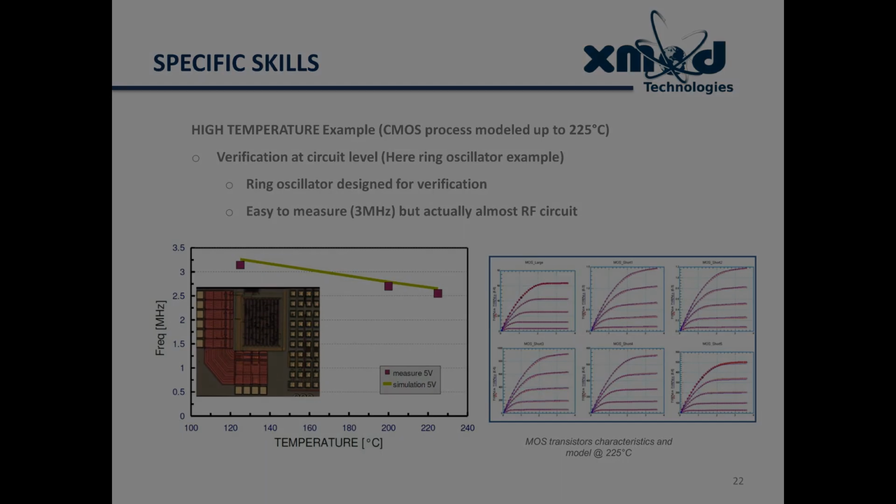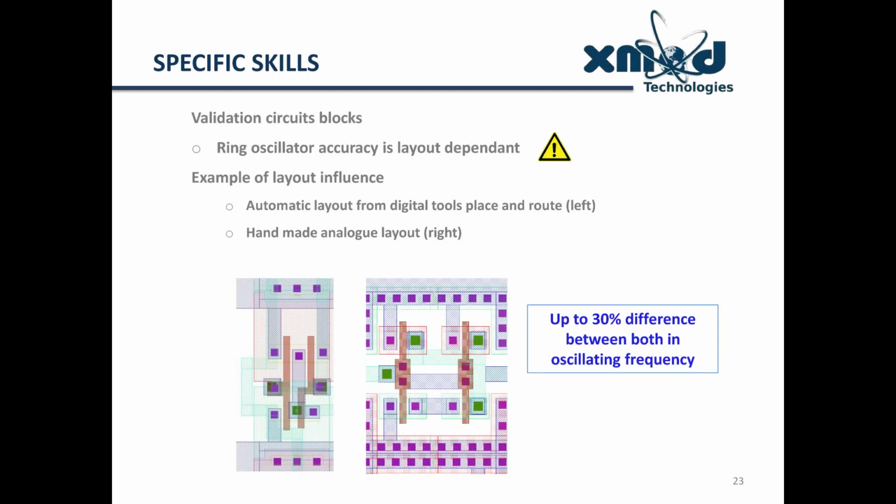When designing some specific circuit blocks for QA and model validation, it's very important to pay attention to the layout. Ring oscillators, for instance, are strongly layout dependent. You have below an example of a layout influence on the oscillation frequency for two different layouts of the same oscillator. The first one is an automatic layout from digital tools, place and route, on the left, and on the right you have handmade analog layouts. And you can have up to 30% differences in the end between both in oscillating frequency. So it's very important to know what you are doing when you design such verification circuits.